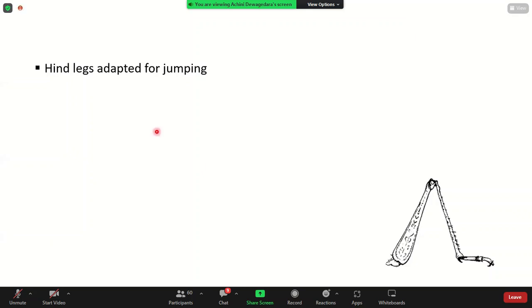The next thing, the other structure present in the thorax. What is that? What is the other structure? Legs and wings. Yeah.